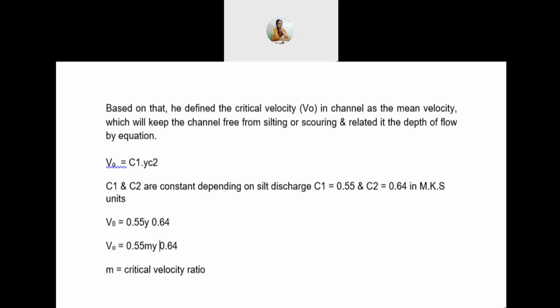V0 is equal to C1 Y to the power C2. Here C1 and C2 are constants, which depend on silt discharge. C1 value is 0.55 and C2 is 0.64 in MKS units. Therefore V0 is equal to 0.55 Y to the power 0.64, which implies V0 is equal to 0.55 m Y to the power 0.64. Here m is the critical velocity ratio.